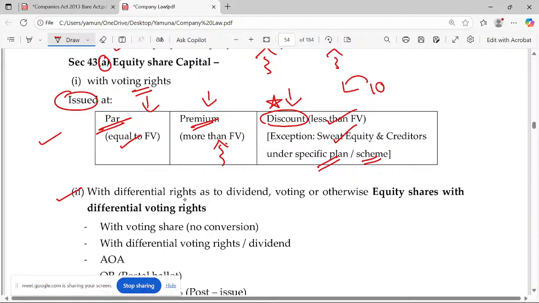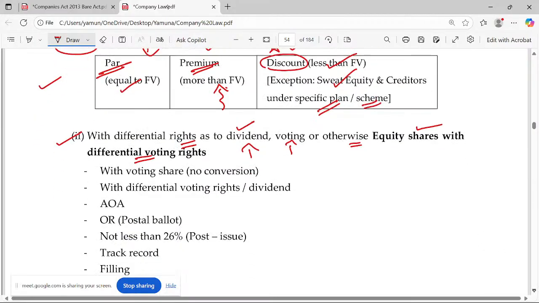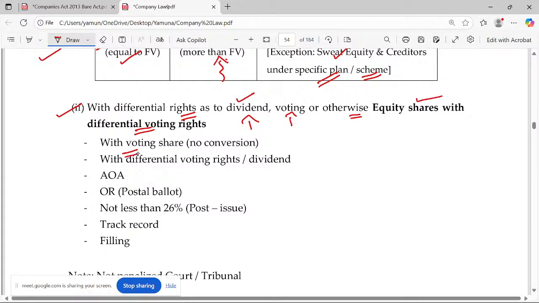Okay. Next, with respect to subsection 2, there is clause 2. It is with differential voting rights as to dividend, it may be. How are you differentiating? With respect to dividend, or it may be with respect to voting, or otherwise, equity shares with differential voting rights, whatever it can be. Which means with voting share, you can do, but no conversion. In the beginning, you give it as one share. It should not be converted later. With differential voting rights or dividend, you can give it.